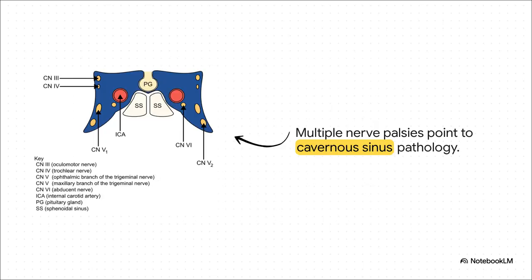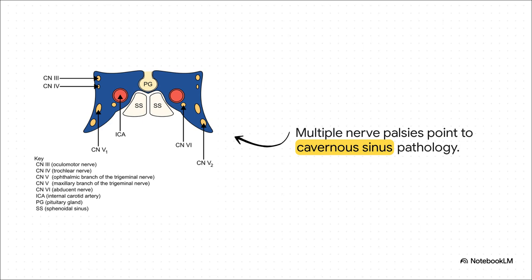As those nerves exit the brainstem and travel through the subarachnoid space, they eventually bundle together right into the cavernous sinus. Take a look at this coronal cross-section of the cavernous sinus. Let's orient ourselves really quickly. Medially, you've got the sphenoid sinus. Right smack in the middle is the internal carotid artery, and riding right along with it is cranial nerve 6.